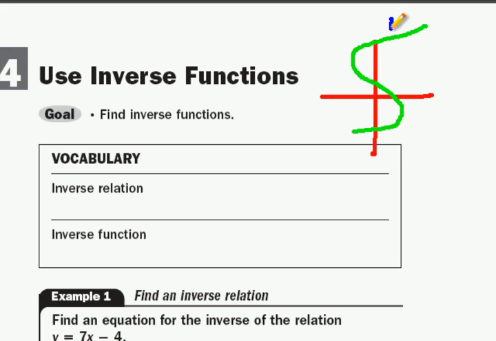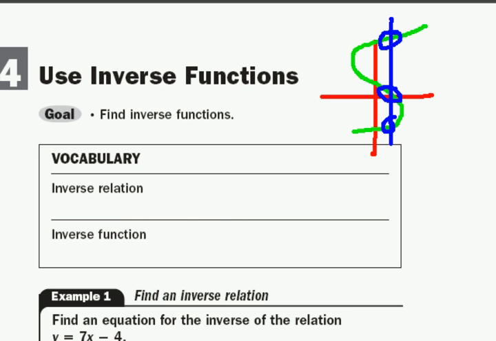The vertical line test is just if I could put a vertical line through it and it crosses in more than one place, then it's not a function. So we have relations and functions. Relations fail the vertical line test, and functions pass the vertical line test.